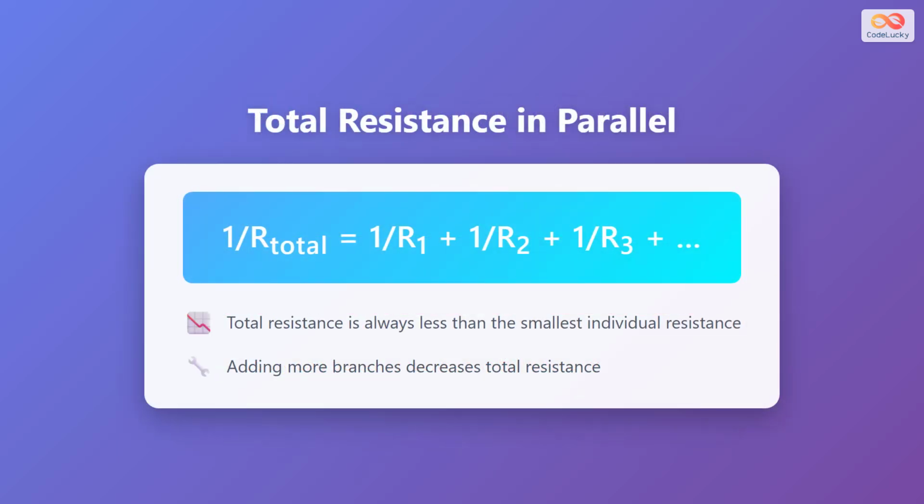Calculating total resistance in parallel circuits is different from series circuits. The formula is 1 divided by total resistance equals 1 divided by resistance 1 plus 1 divided by resistance 2 plus 1 divided by resistance 3, and so on. 2 important facts to remember. First, the total resistance is always less than the smallest individual resistance in the circuit. Second, adding more branches actually decreases the total resistance.